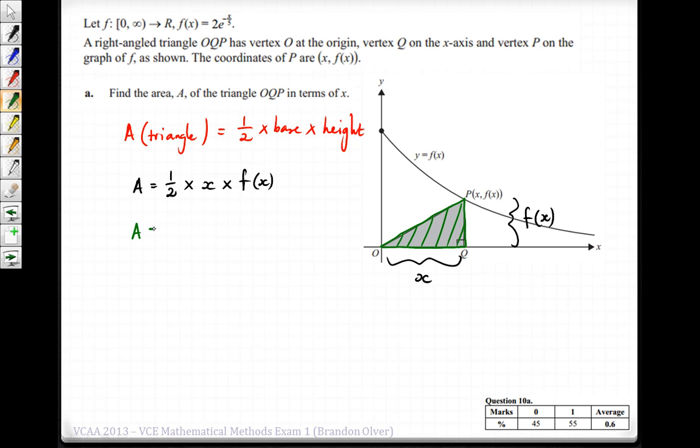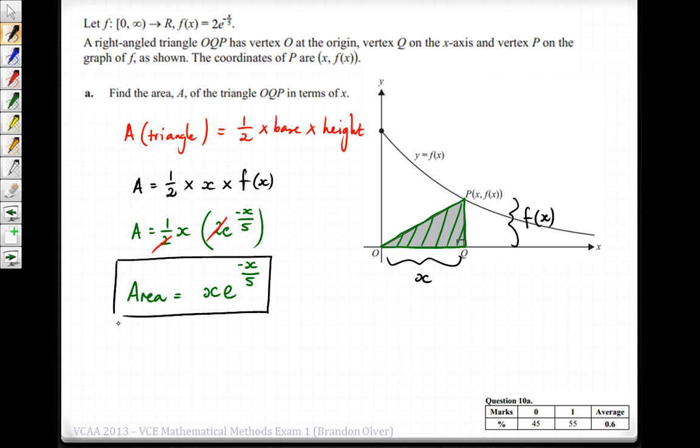So, of course, that gives half x times our f of x, which we know up here is 2e to the negative x divided by 5. So the 2, I'll put it in red, the 2 there and the 2 there cancel, just to leave that the area is equal to xe to the negative x on 5. And that's the answer to part A of this question.